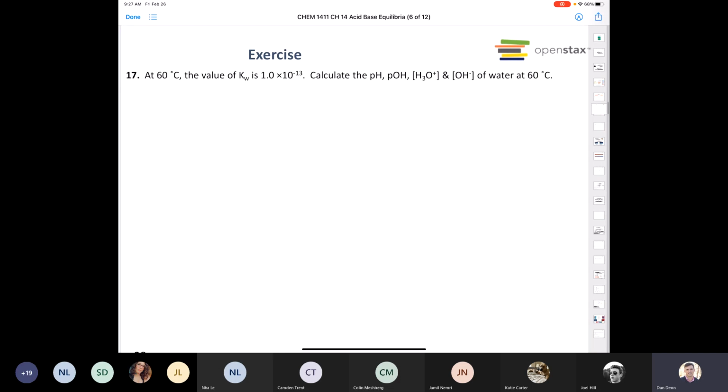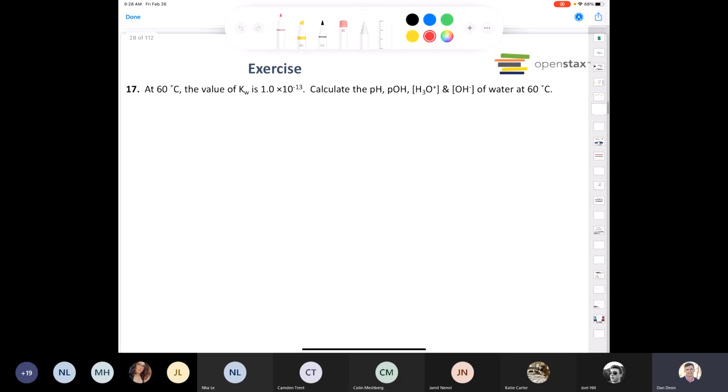It says at 60 degrees Celsius, the kW of water is different than it is at 25 degrees Celsius, right? At 25 degrees Celsius, kW is 1 times 10 to the minus 14, but now it's 1 times 10 to the minus 13. What is the pH, pOH, concentration of hydronium, and concentration of hydroxide in water at 60 degrees Celsius? Well, let's take the same old approach here that we did last class.